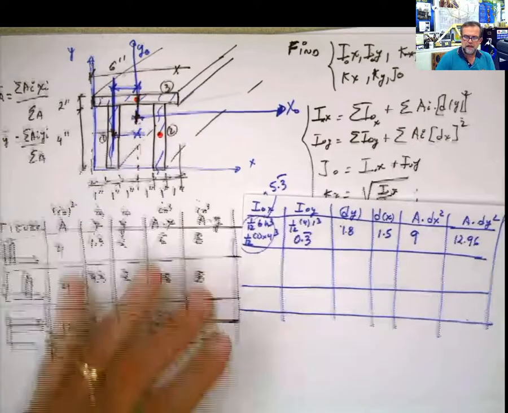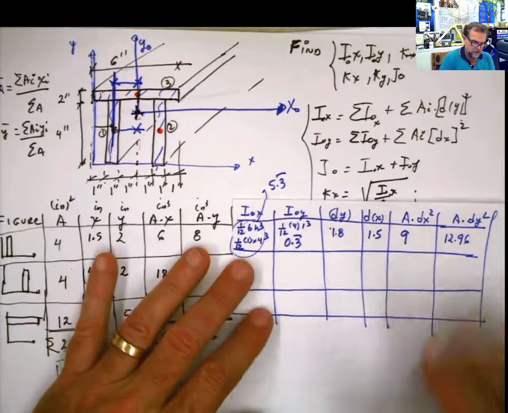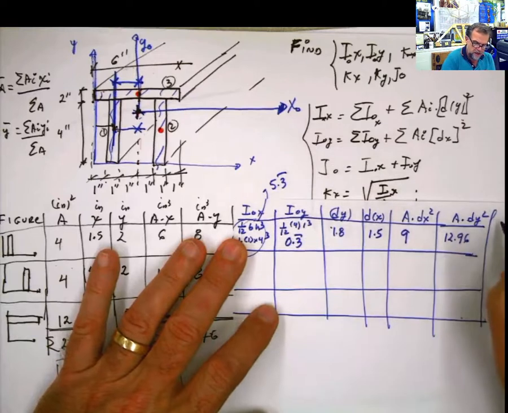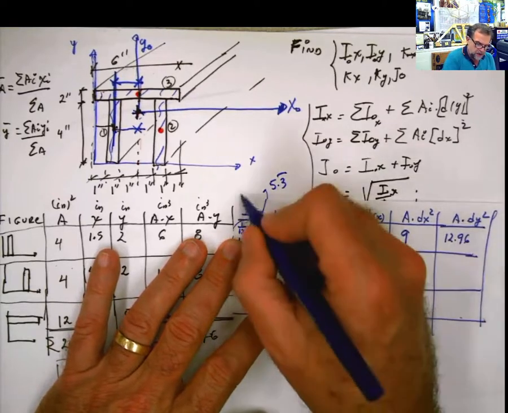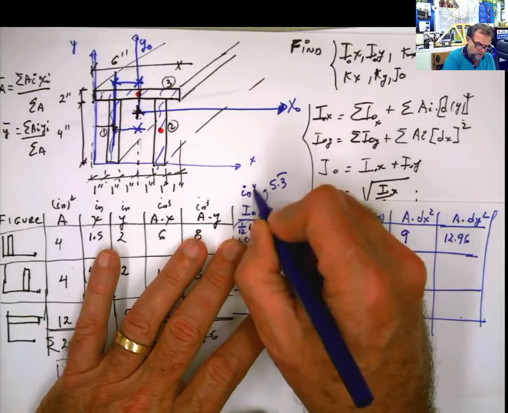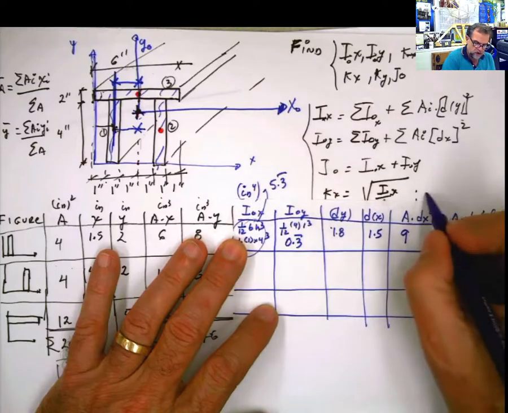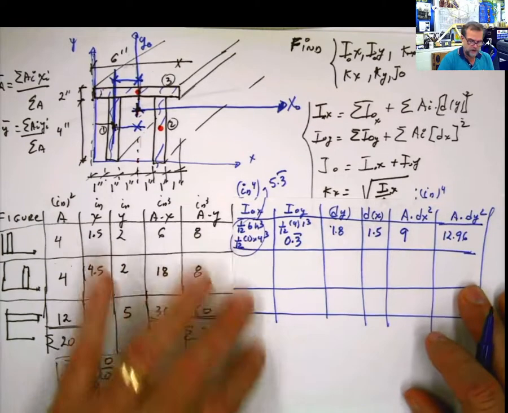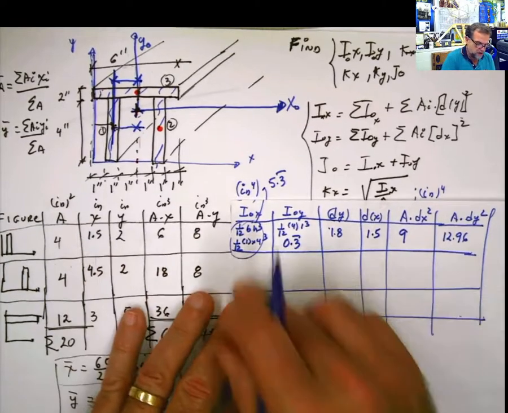Units, I didn't copy the units, my fault. Units here and here and here and here are inches to the fourth. Here also inches to the fourth, because those are the units for centroidal moment of inertia. Now let's go to figure 2.